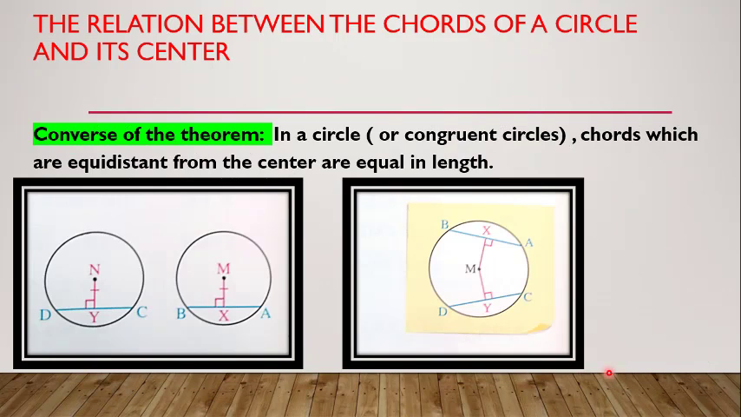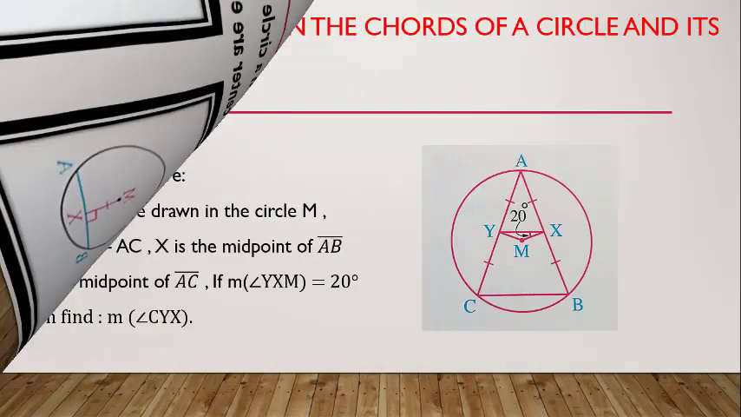Also, we have the converse of the theorem. In a circle or congruent circles, chords which are equidistant from the center are equal in length. Like here, if the distance MX equals MY, it means that AB equals AC. By the same way in the second figure.